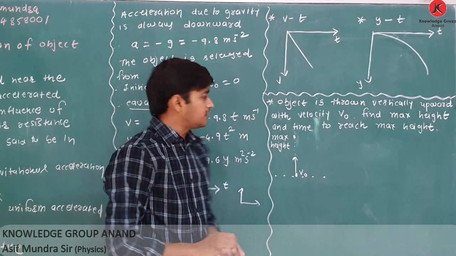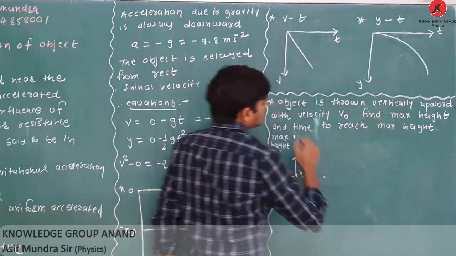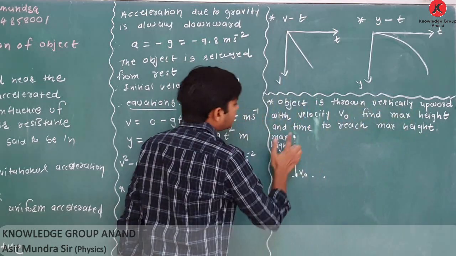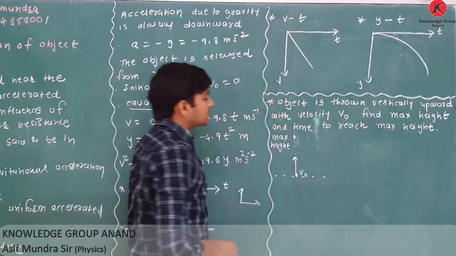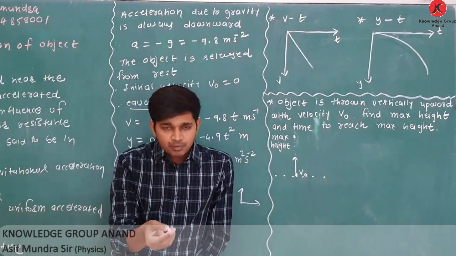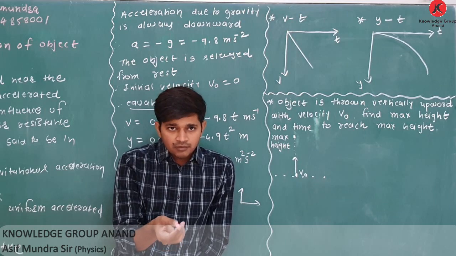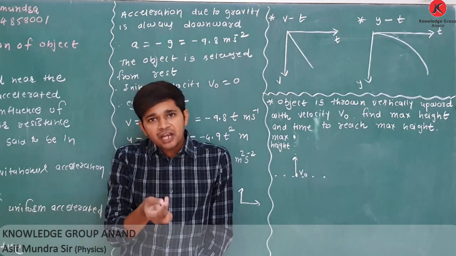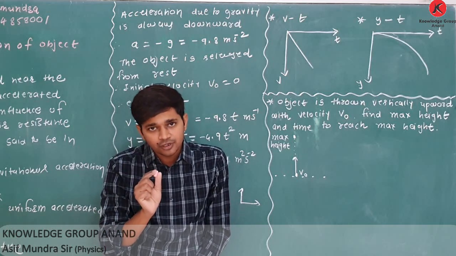Now one question related to gravitational acceleration. See what the question is. An object is thrown vertically upward with velocity v0. Find the maximum height and the time to reach maximum height. Now see what the question is. If you throw any object, for example I throw this chalk, with some initial velocity, to throw it in upward direction, we have to give some velocity.